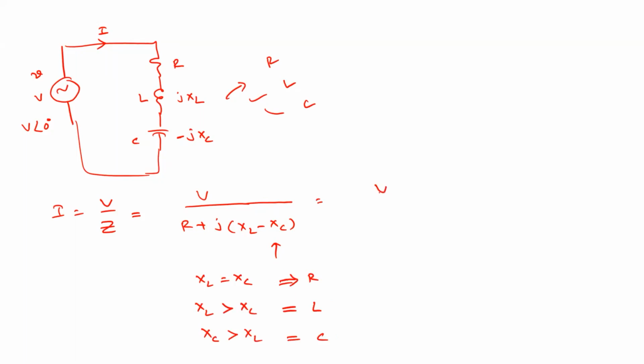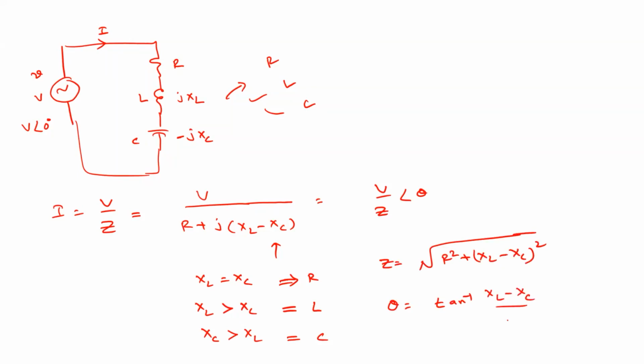Same thing. So V by Z at an angle theta. This Z is square root of R square plus XL minus XC square. So how to determine this theta? This theta is tan inverse of XL minus XC by, not Z, by R.